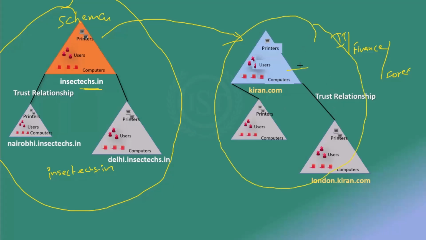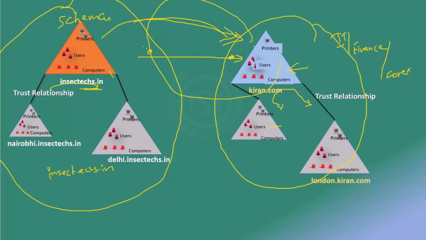Kiran.com is a parent domain and these are the subdomains. They have a two-way transitive implicit trust relationship, and here also. But before the purchase, these were two different companies and there is no trust relationship between them. But since INSECTECHS has now bought this company, there should be a relationship between both companies, because now this has become one company. So there should be a relationship between all the offices.